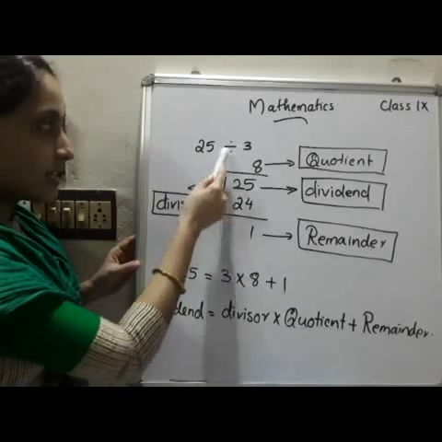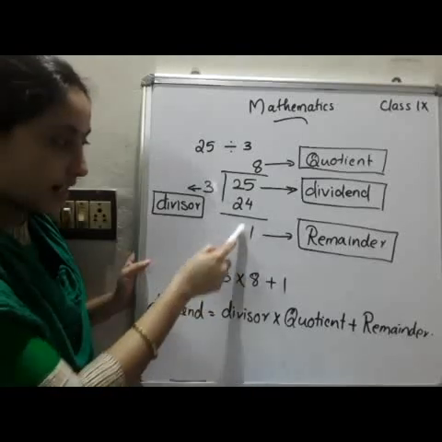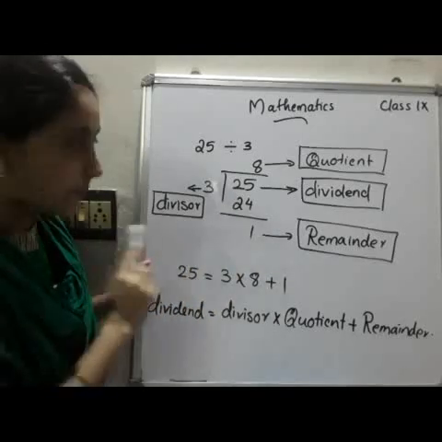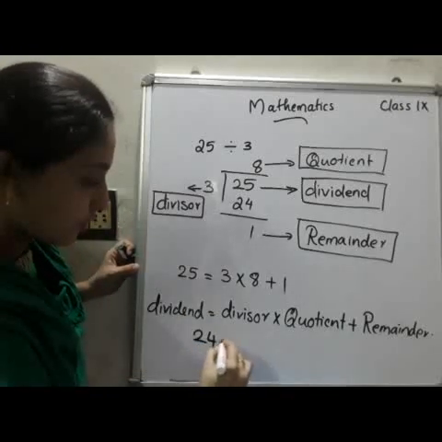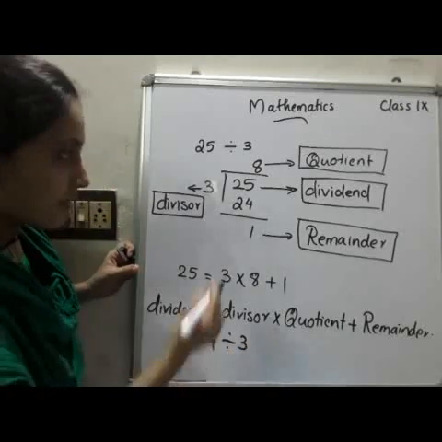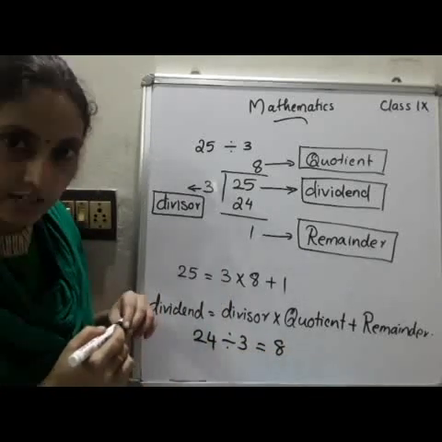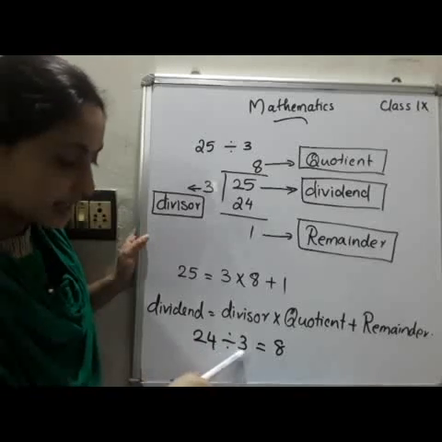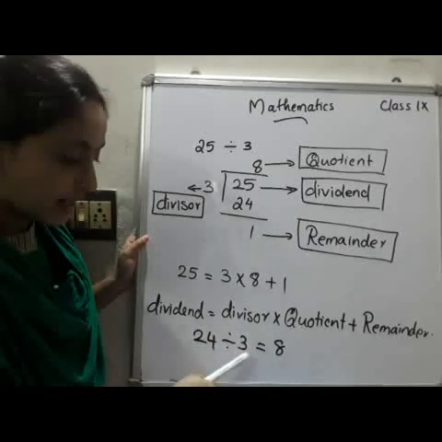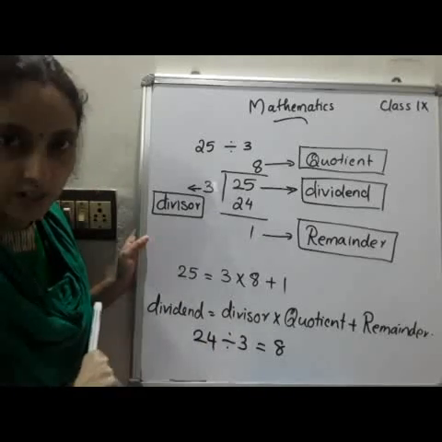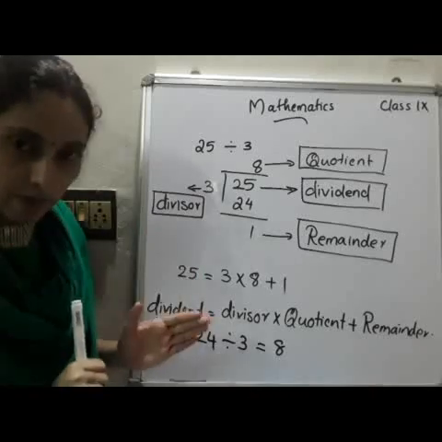Here, is 3 a factor of 25? No. How do you identify? Because the remainder we got is 1. If instead of 25, I take 24, 24 divided by 3, what is the answer? You got 8. The remainder becomes 0. Then we can say that 3 is a factor of 24, or 24 is a multiple of 3. Hope you are clear up to this. This is the concept for the numbers.